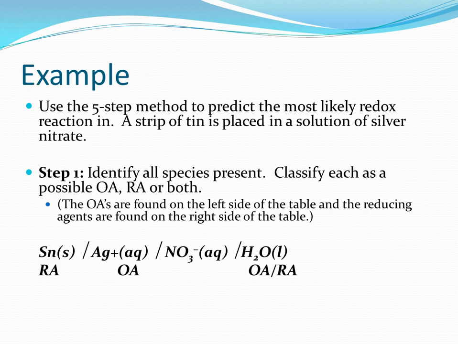In this example, a strip of tin was placed in a solution of silver nitrate. The solution will have solid tin, silver ions, nitrate ions, and water. Use the table on page 7 to see which side of the table you can find each entity on. You should be able to find solid tin on the right side, which means that it is a reducing agent. Silver ions will be on the left side, so they are oxidizing agents. And water is on both sides, so it can be an oxidizing agent or a reducing agent.